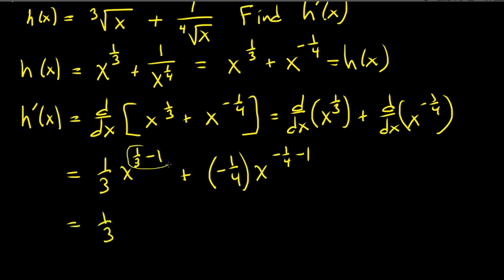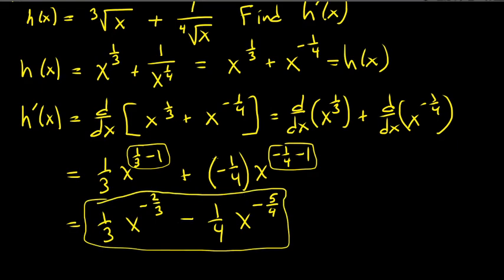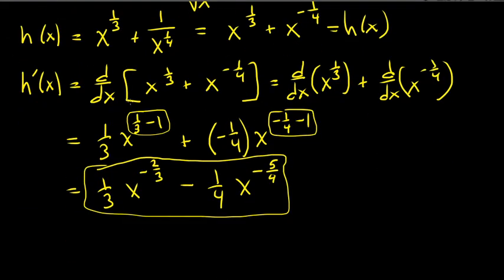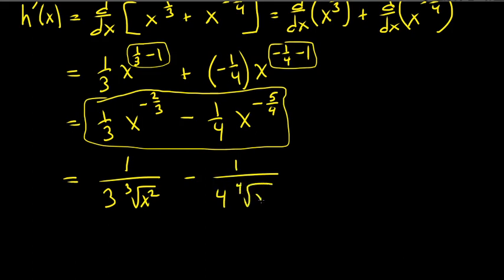So I'm hoping you can do these little subtractions of fractions in your head. 1/3 minus 1 is negative 2/3. And then we have minus 1/4 times x to the negative 1/4 minus 1, which is negative 5 over 4. And you're welcome to leave it like that. Or because this was originally in terms of radicals, if you want to write it as a radical, you can do 1 over 3 times the cube root of x squared, minus 1 over 4 times the fourth root of x to the 5th.